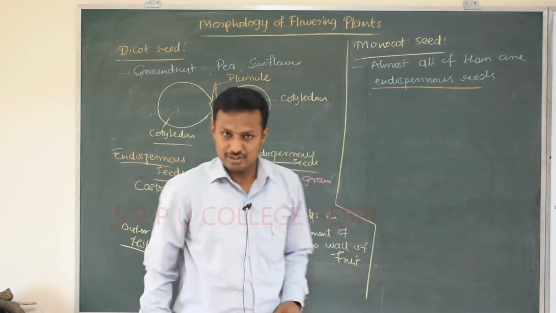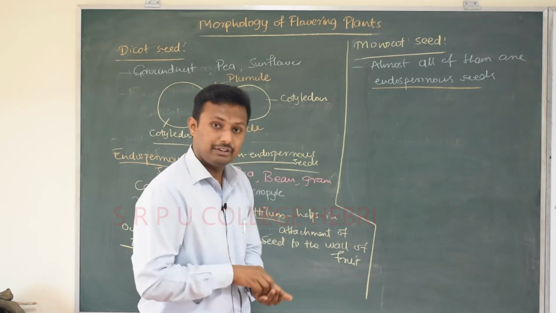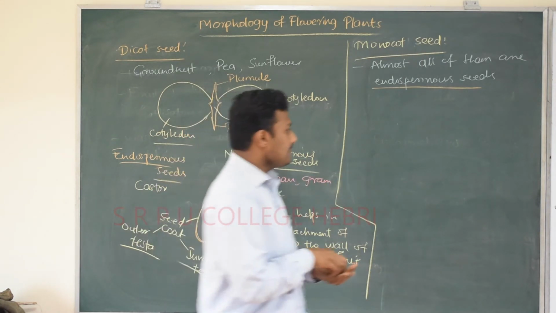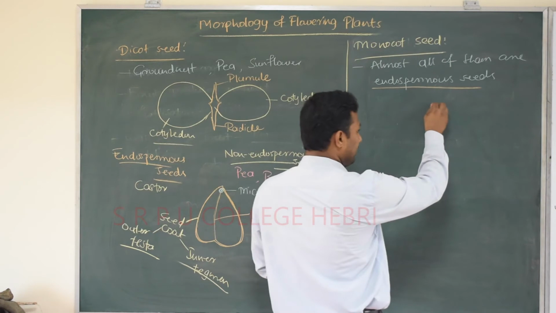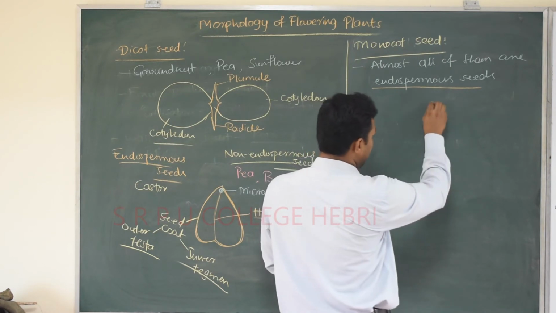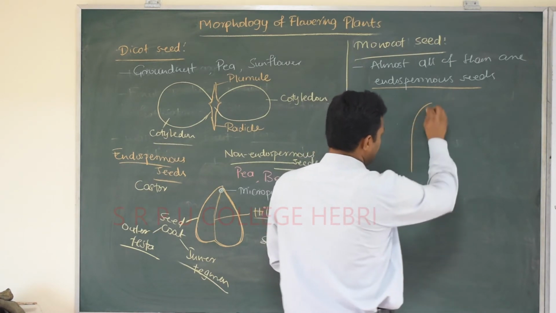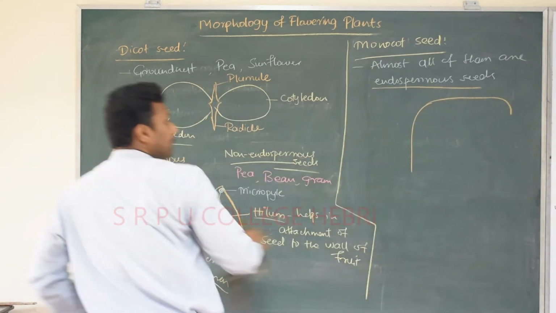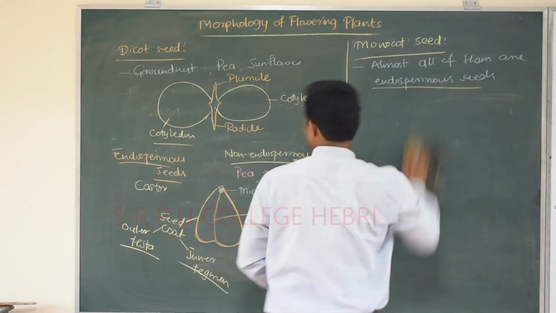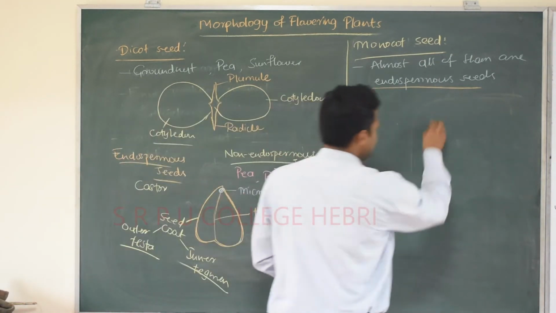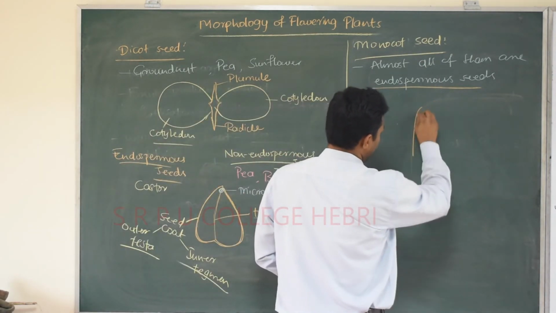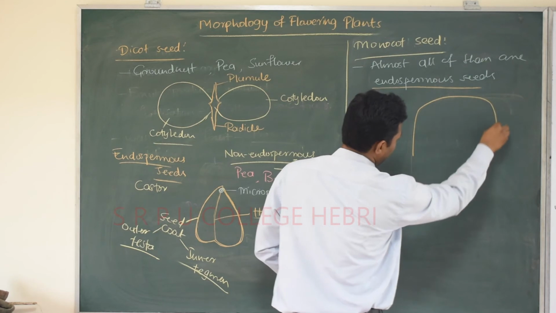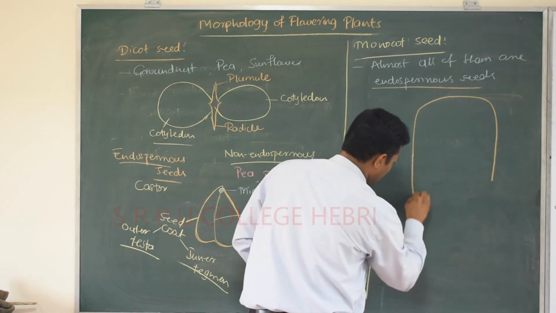And in this case, you need to practice the diagram of the monocot seed here. See, I will explain along with the diagram of the monocot seed. See, it will look like this. You can give the example of the maize, wheat, jowar, any of these examples. So this is the monocot seed. It looks somewhat like this.